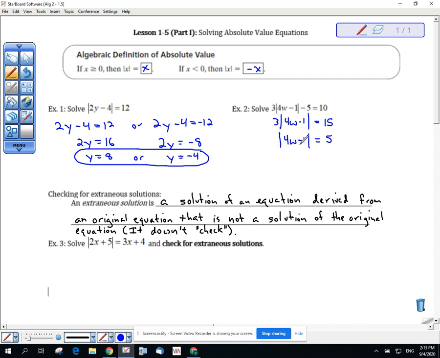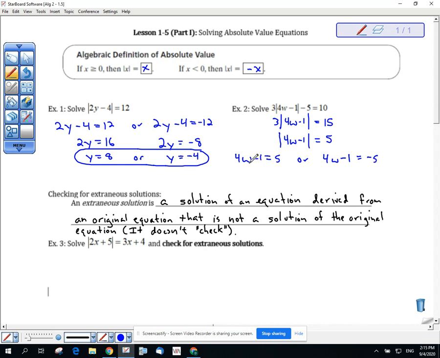4w minus 1, after I take the absolute value of it, is going to be equal to 5. That means the number inside here is either 5 or negative 5, because those are the 2 numbers that when you take the absolute value of them, give you 5. So either 4w minus 1 equals 5, or 4w minus 1 equals negative 5. And we can just solve for both of those.